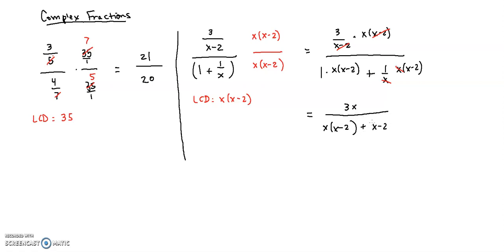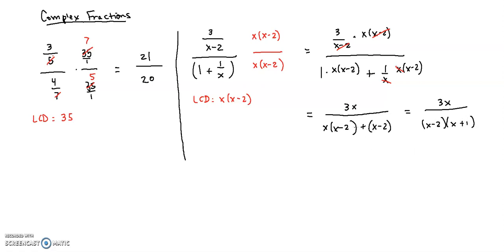Now from here, you can look at this as factor by grouping. Both of them have an x minus 2. Remember factor by grouping, if you have the same factor, you can pull that out to the front. So I can factor out the x minus 2, and I'm left with x plus 1.